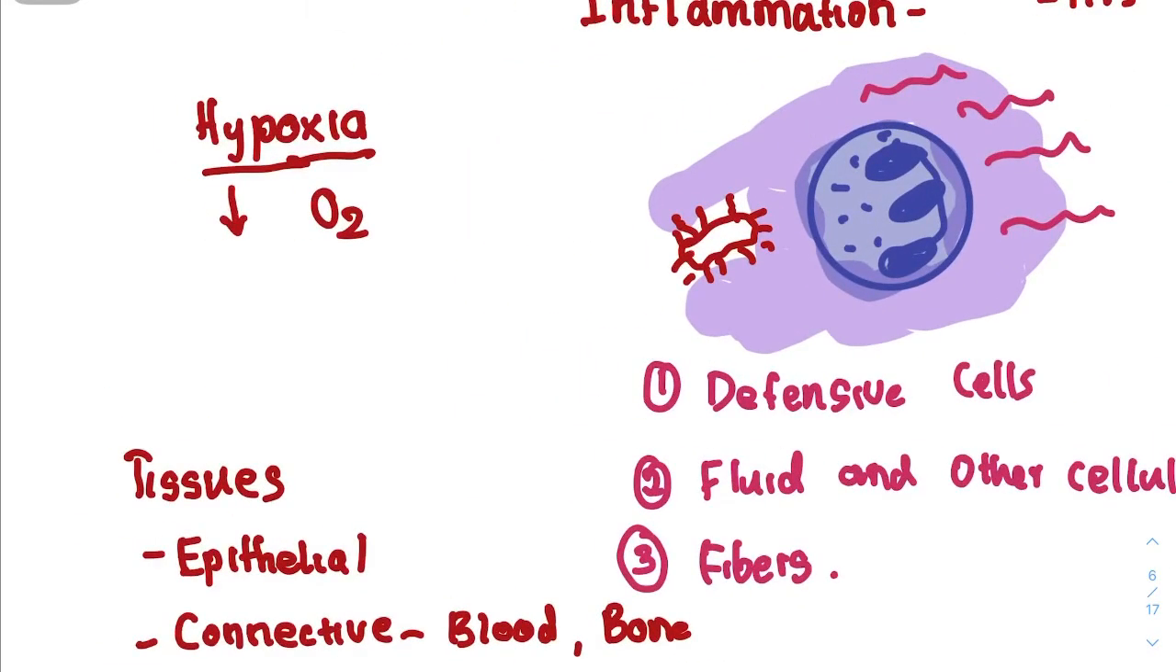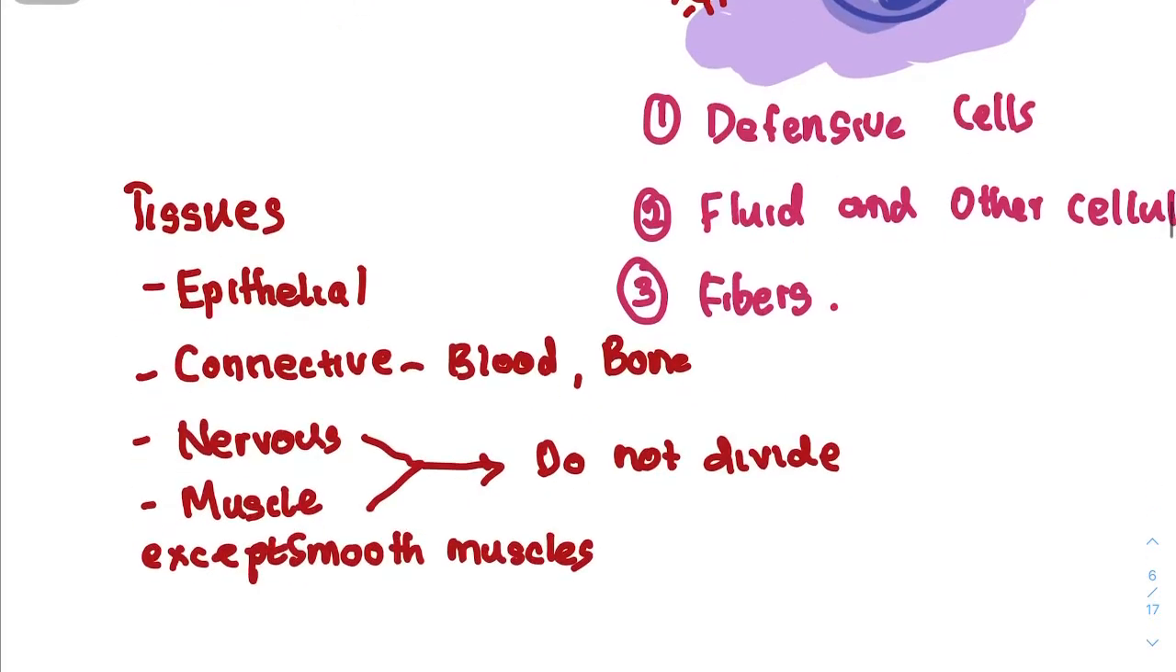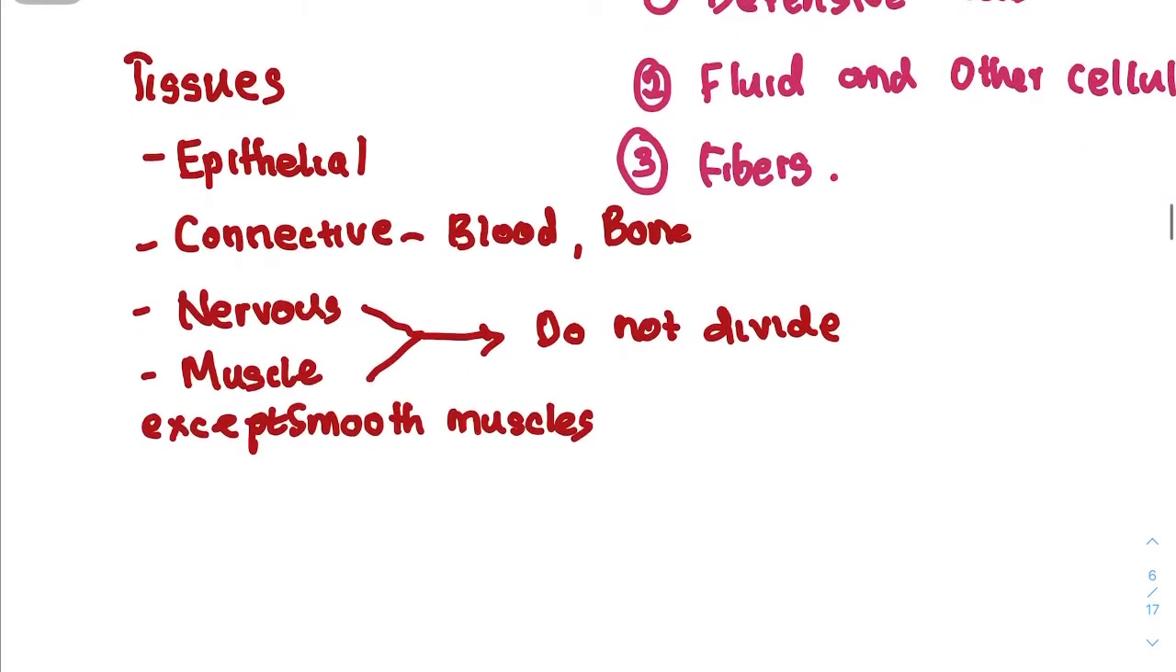And another word is hypoxia. Hypoxia means low oxygen. This is apart from histology. I need you to know that there are 4 types of tissues. Epithelial, connective. Connective tissue is mainly bone and blood. Nervous tissue and muscle tissue. Nervous tissue and muscle tissue do not divide except smooth muscle cells. So cardiac muscles and skeletal muscles cannot divide.